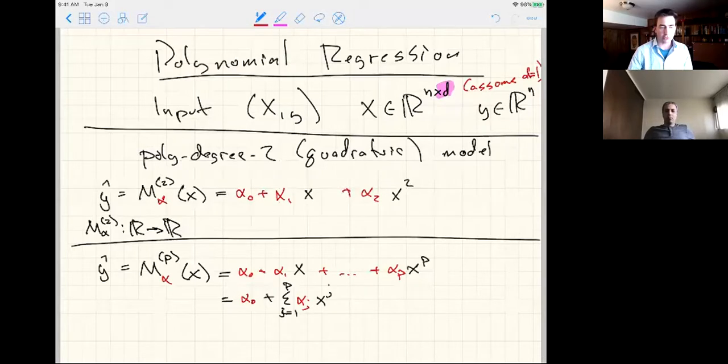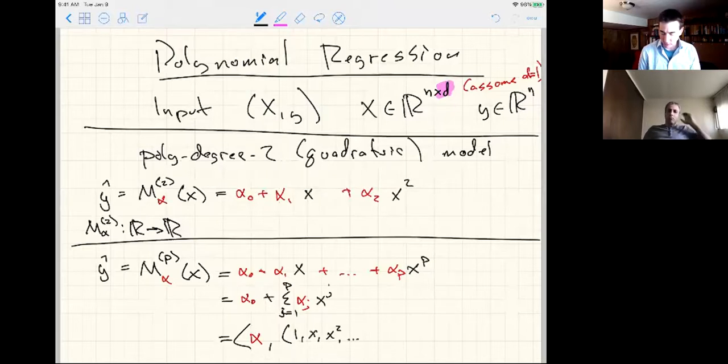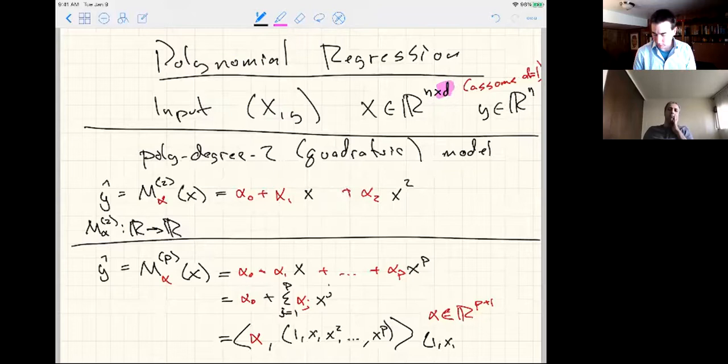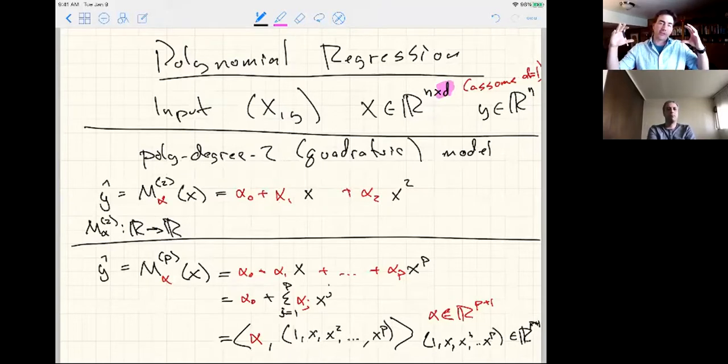Okay, and so a trick similar to before, I can write this again as a dot product with alpha, where I have this vector 1, x, x squared, up to x to the power p, where now alpha is an element of R to the p plus 1. And similarly, I have this vector 1, x, x squared, up to x to the p, which is also in R to the p plus 1. So it turns out I can still write it as a dot product, but the trick is that I'm taking this vector x and expanding it out into all of its powers up to a power p.